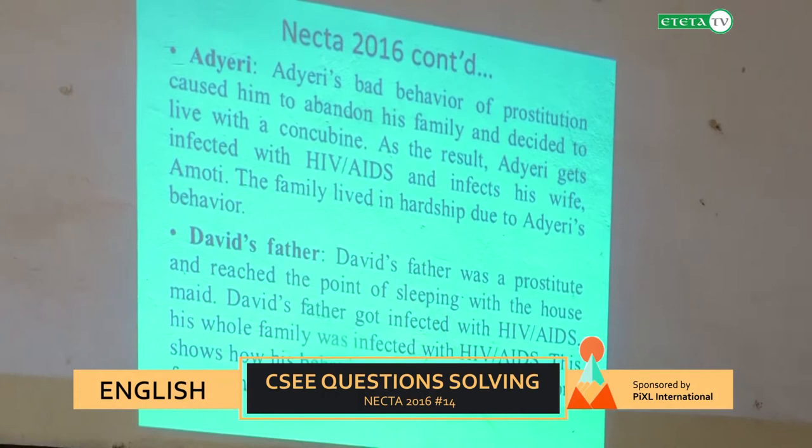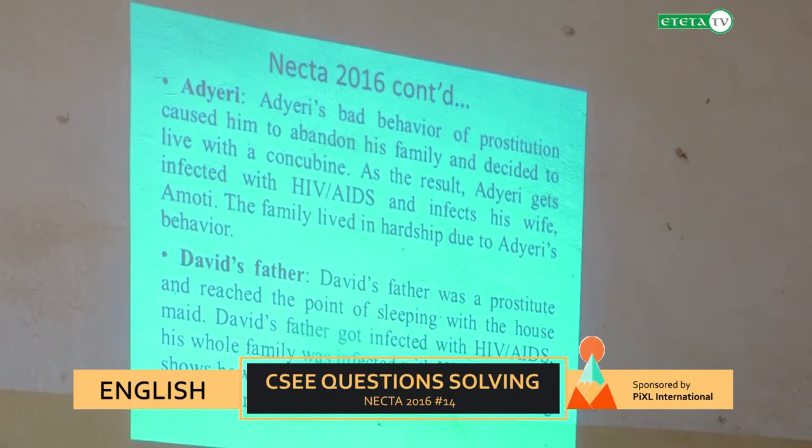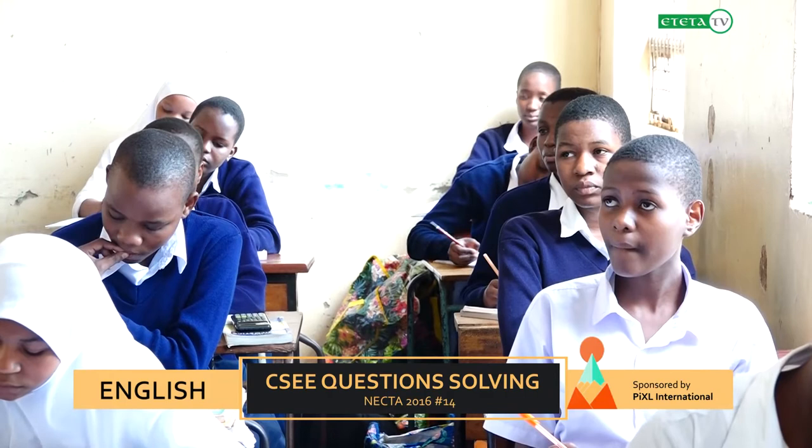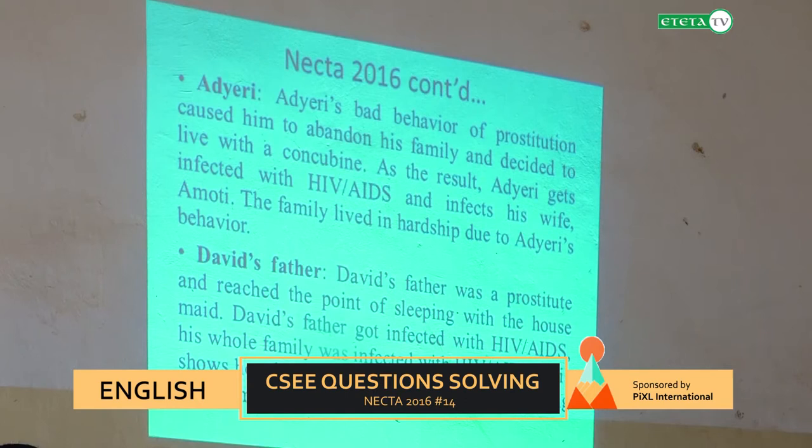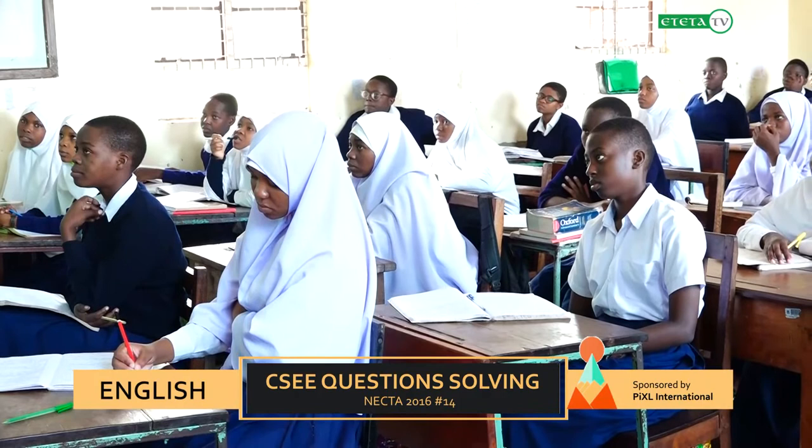David's father was a prostitute, and he reached the point of sleeping with the housemaid. Can you imagine? You know the housemaid? Yes. Sleeping with the housemaid, the father of the house, the head of the family. It's really ridiculous. So you can see his behavior was bad behavior. As a result, we know what happened.